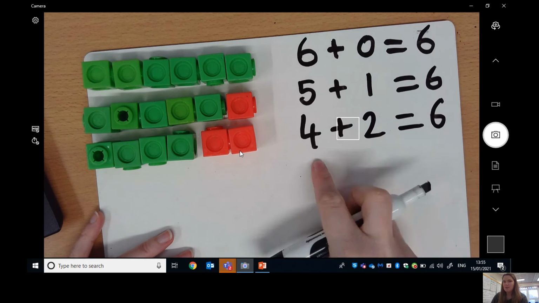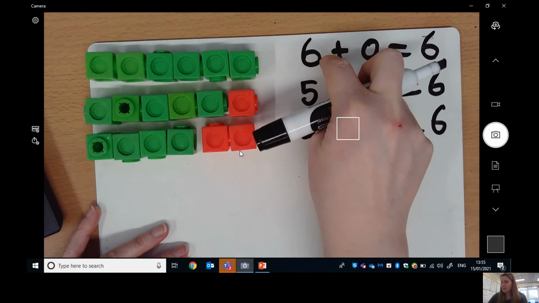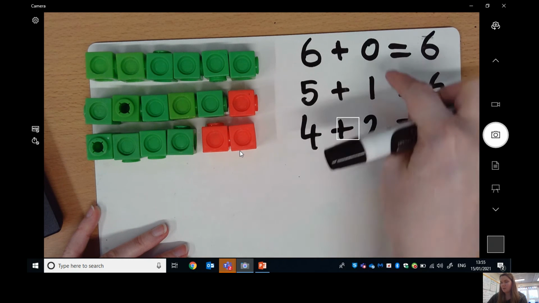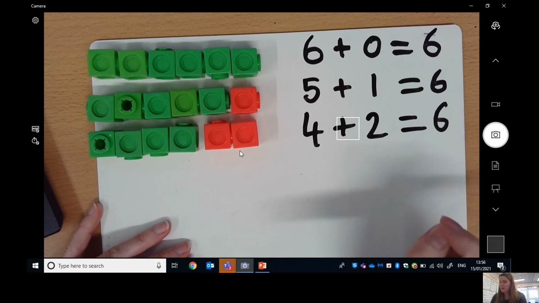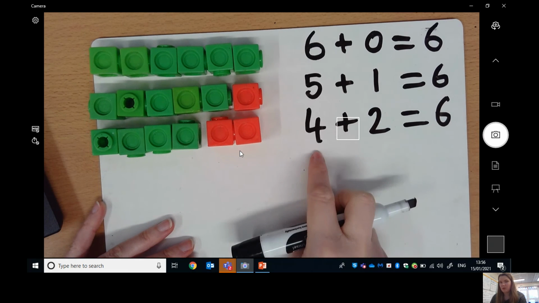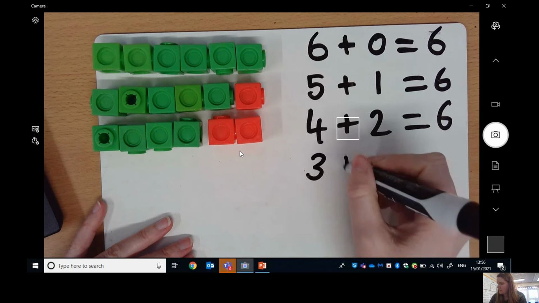And can you start to notice a pattern here? And I'm writing my numbers. This one's going down, 6, 5, 4. And this one's going up, 0, 1, 2. So if we're keeping that pattern in mind, what number should we try next? 3. Okay, let's try 3.